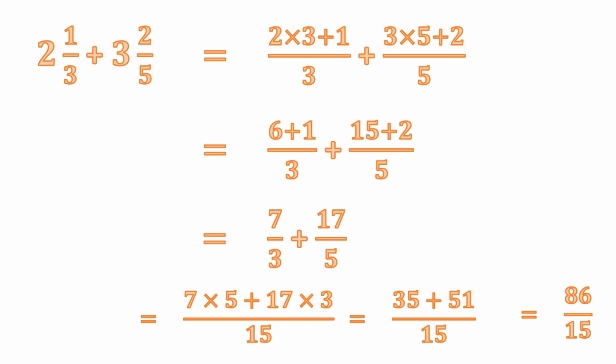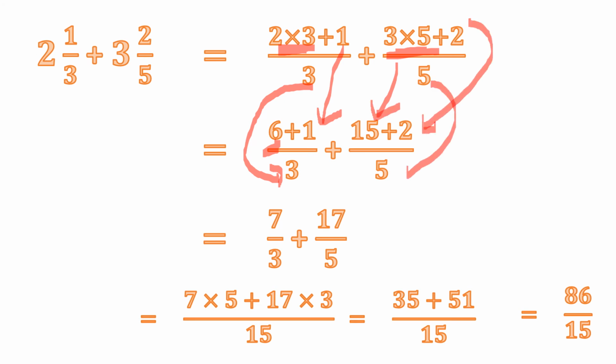So first let's convert them into regular fractions, or improper fractions. How? 2 into 3 first. So 2 into 3 plus the numerator, right? Then 3 into 5, 3 into 5 plus the numerator, right? Now, after doing that, multiplication should always be done first. So multiplication, 2 into 3, 6. 1 will remain as it is. 3 will remain as it is. Then 5 into 3, 15, right? And 2 will remain as it is, 5 will remain as it is, right?